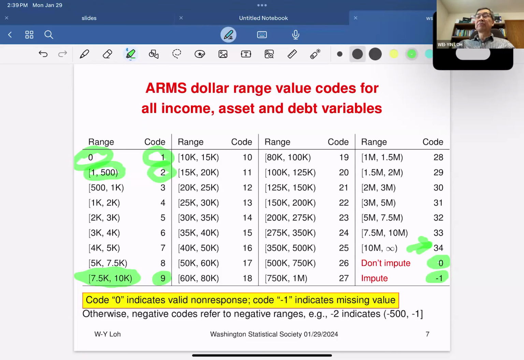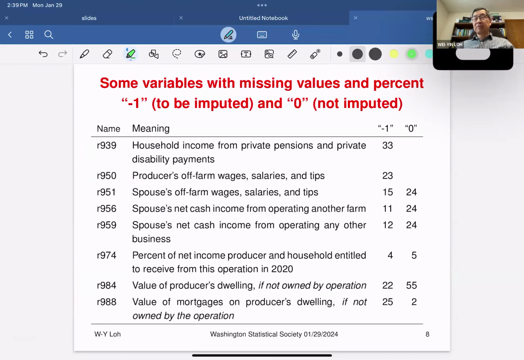So these are some of the variables, and they tell you the number of missing values. For example, R939: 33% of the data have -1 as a code, which means that you need to impute them if you want to get a complete data set on R939. R951, the number 951 and so forth refers to the question in the questionnaire, so item 951.